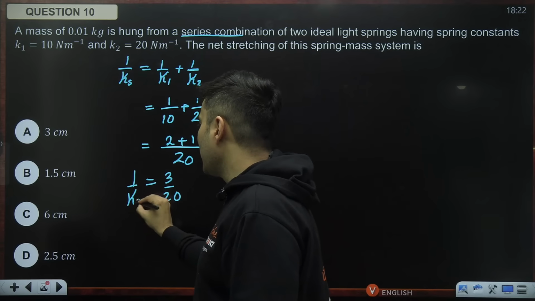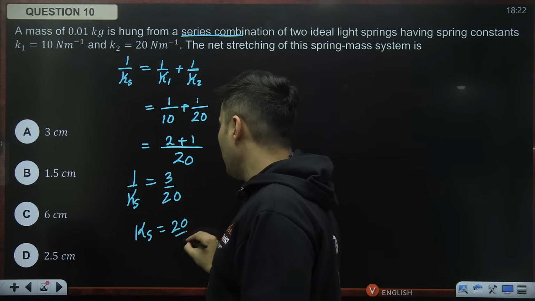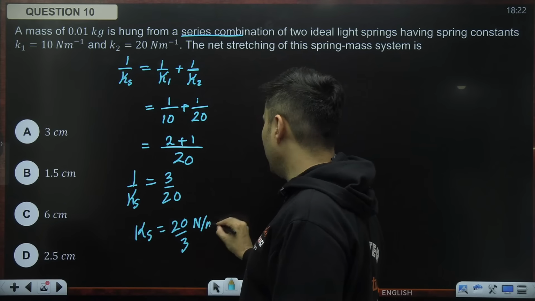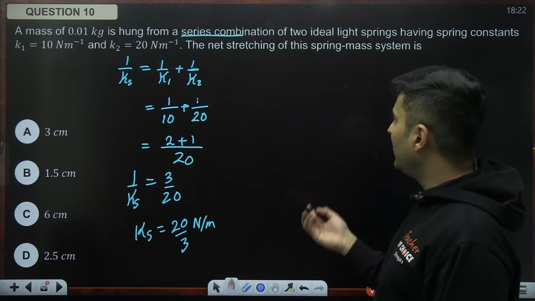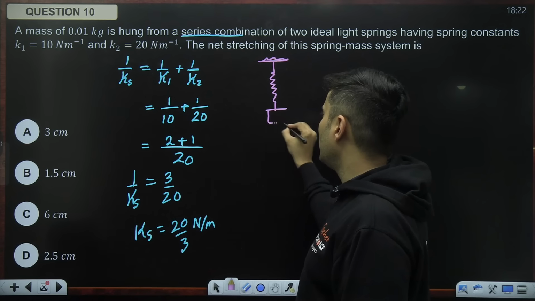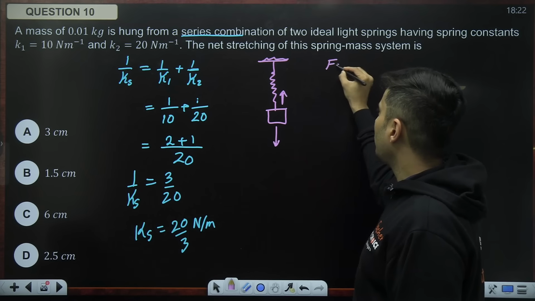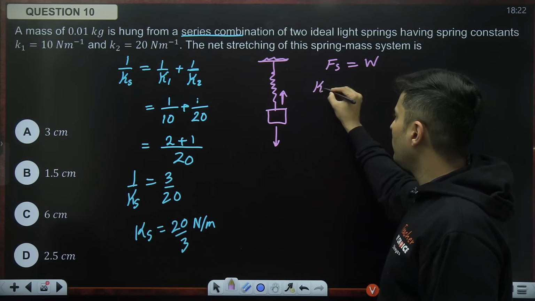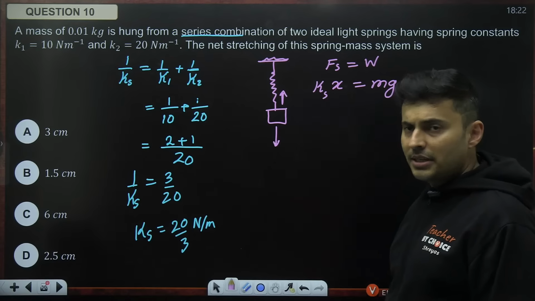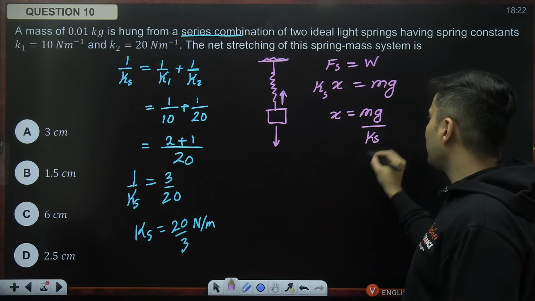But remember that is 1 by Ks. So the spring constant value will be 20 by 3 newtons per meter. Okay, but that's not the end of the story. We have to find the extension. So whenever you have a system which is a spring mass system, the weight will be down, spring force will be up. So spring force will balance the weight. Spring force is Kx, weight is mg. Here we are talking about effective spring constant. So the extension will be mass times gravity divided by the effective spring constant.